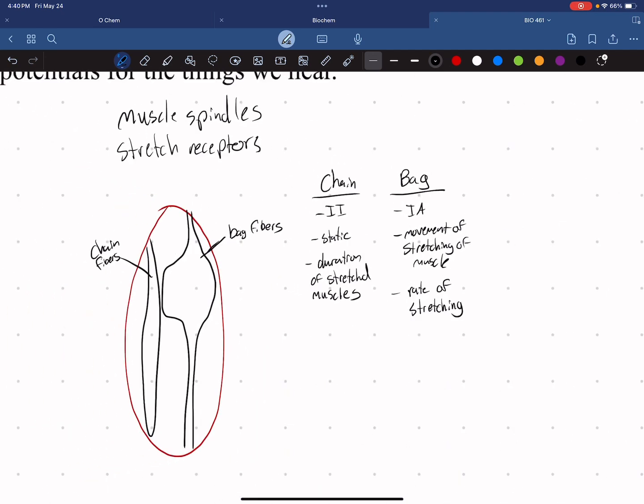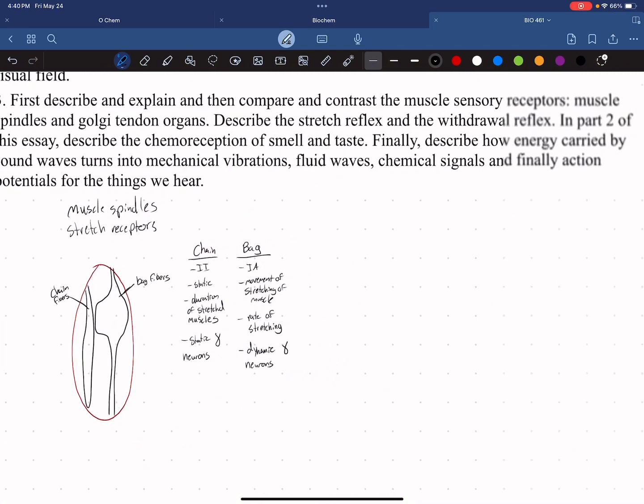So more about these fibers. The bag fibers are innervated by dynamic gamma motor neurons, and the chain fibers are innervated by static gamma neurons. So that is the muscle spindles, which again are responsible for sensing stretch within a muscle.